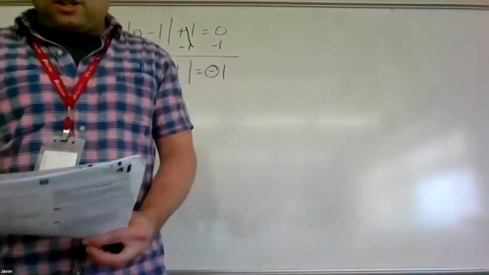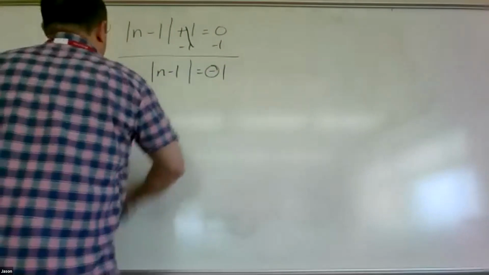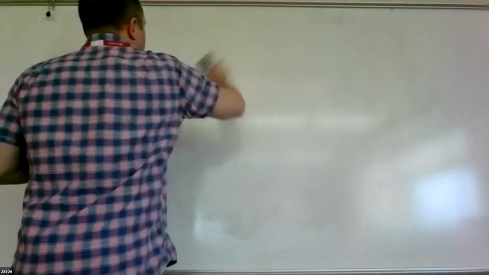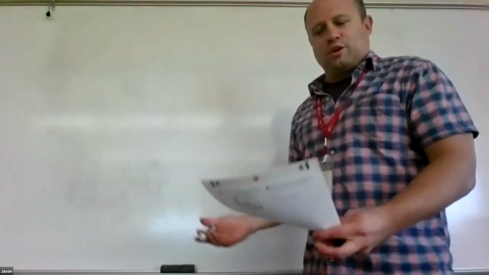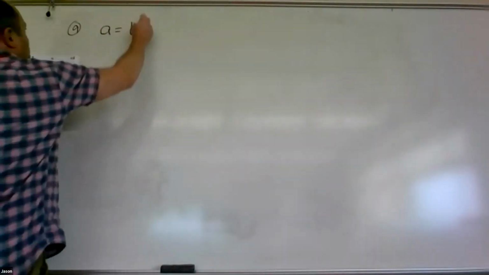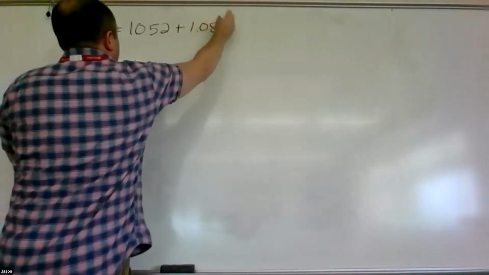So I'm on the next page now. And on number 9, this is kind of ugly, but maybe if you see me do it, it makes a little more sense. This is solving for a variable. And sometimes students have a hard time solving for variables because there's just too many things going on. So if I rewrite the problem for number 9, it says A equals 1052 plus 1.08t.